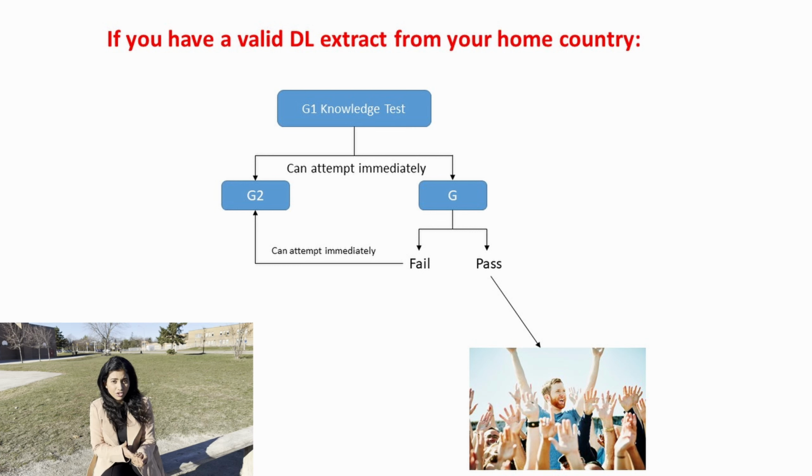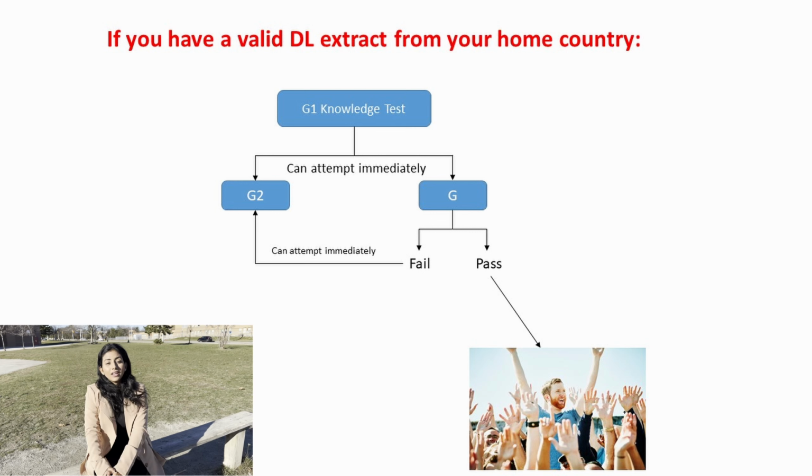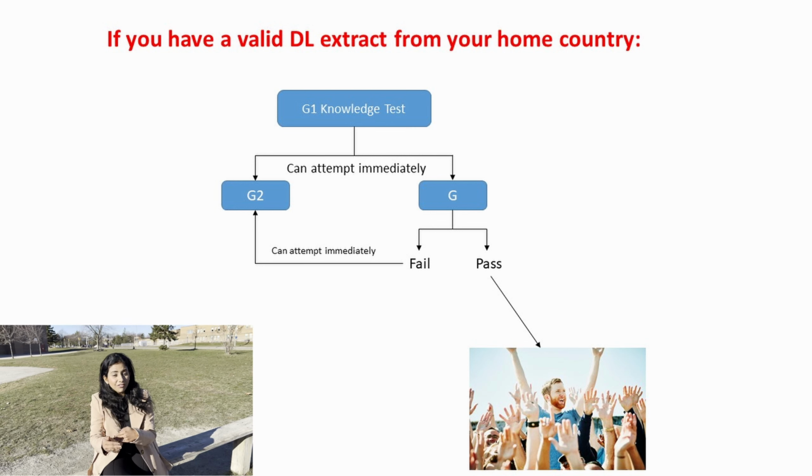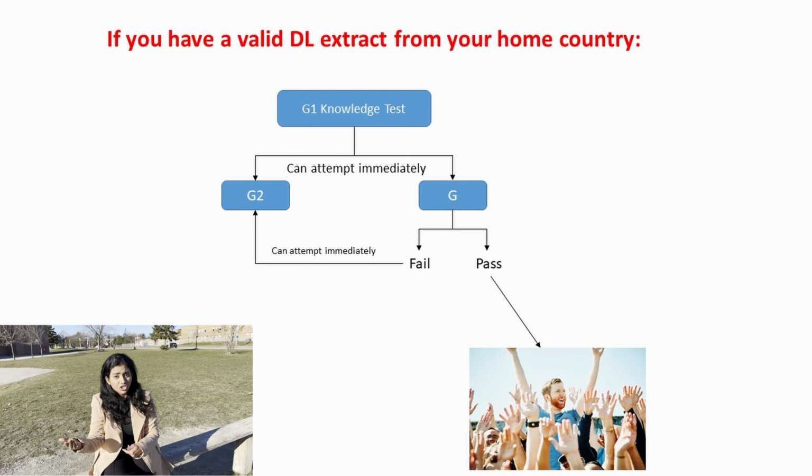And once you have cleared G2, you can again appear for G. If you do not wish to directly appear for G, then you can appear for G2, and after passing G2, you can appear for G without any waiting period. So the advantage of getting a driving license extract is that you do not have to face any wait period over here for the drive test, and you have the choice to directly apply for G. And also the cost of the G1 knowledge test, if you have a driving license extract, is less than the other situation.